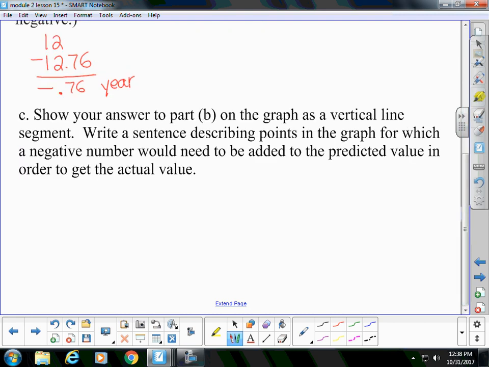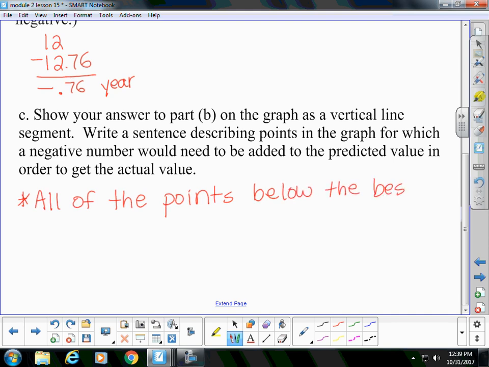Okay, so it says show it on the graph, which we did, and then write a sentence describing the graph for which a negative number would need to be added. So all of the points below the best fit line would need a negative number to be added.